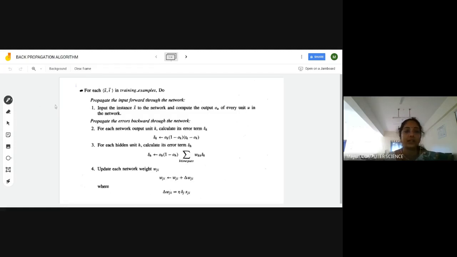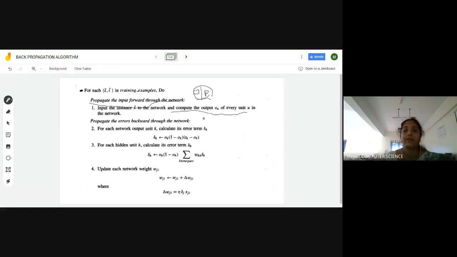When I consider forward propagation, I have to calculate the output when I propagate forward. When I move from input towards the output unit, I have to propagate forward. During that, I have to compute the output of every unit. So during the forward propagation, I have to calculate output.